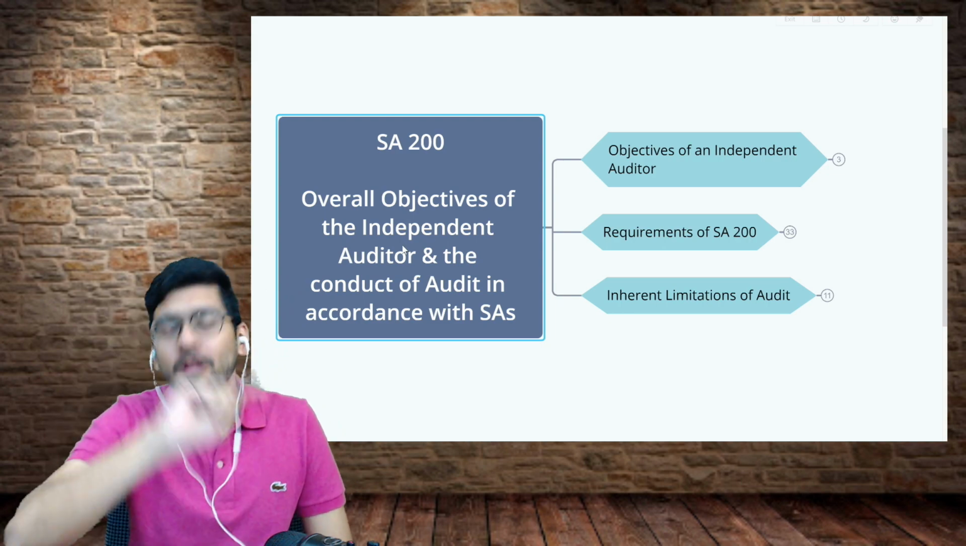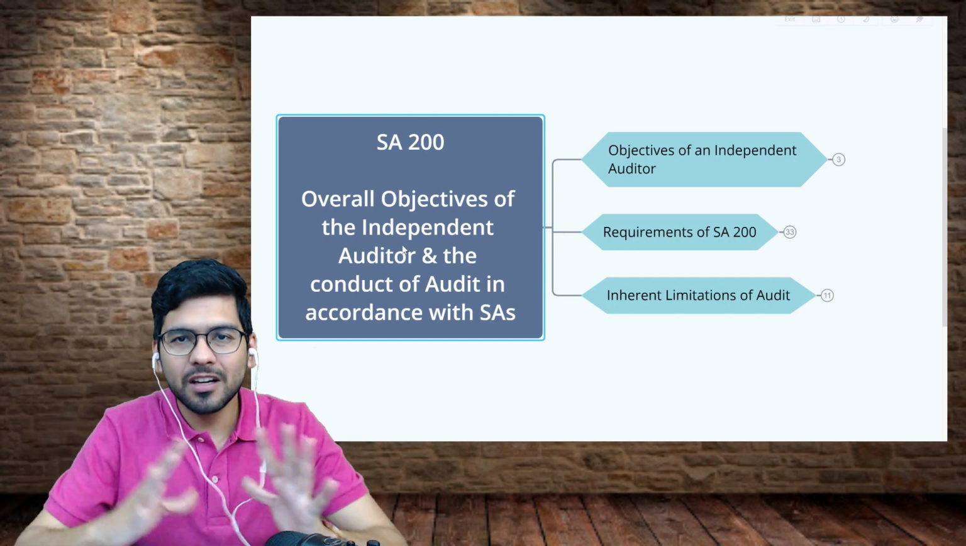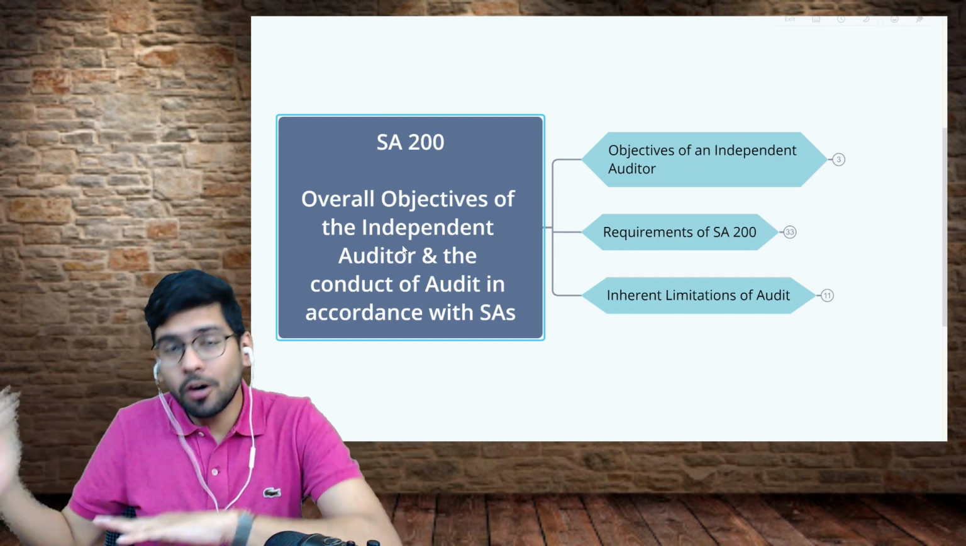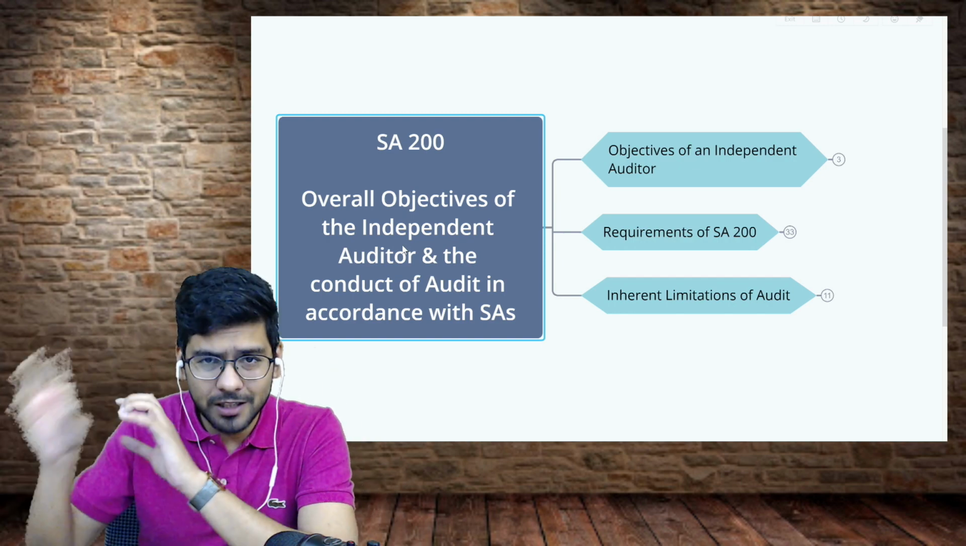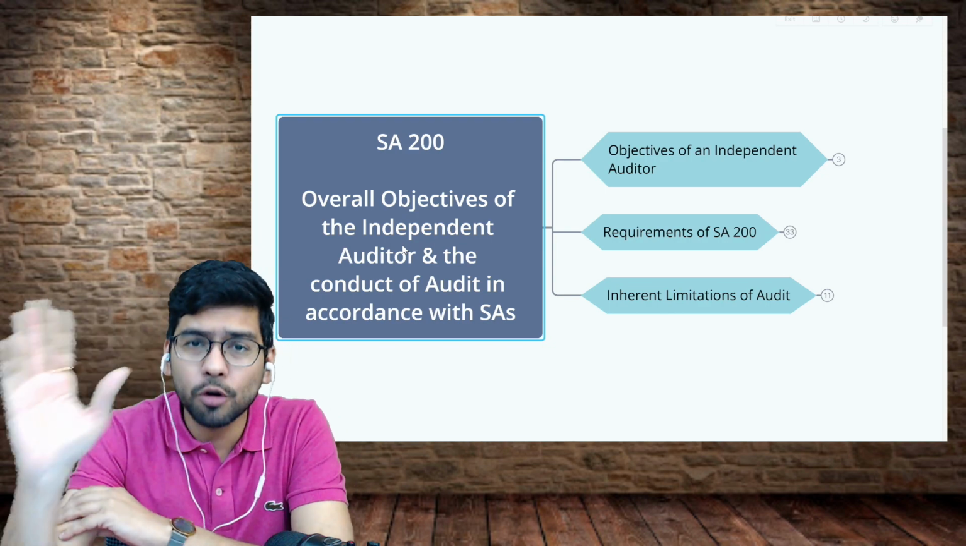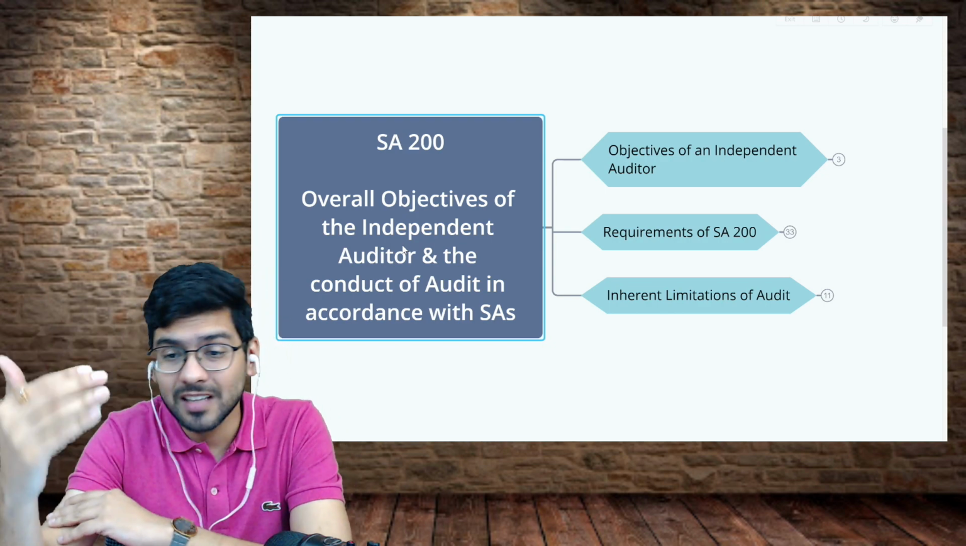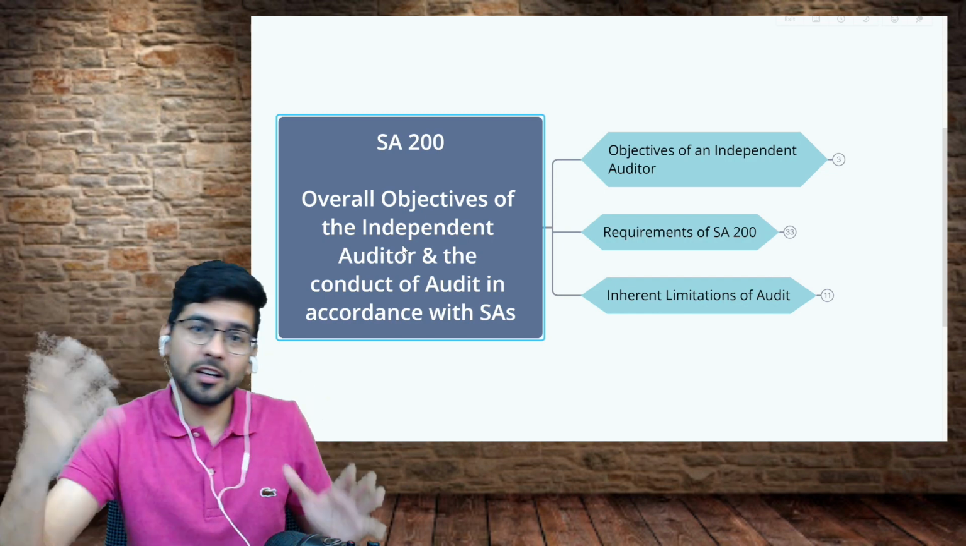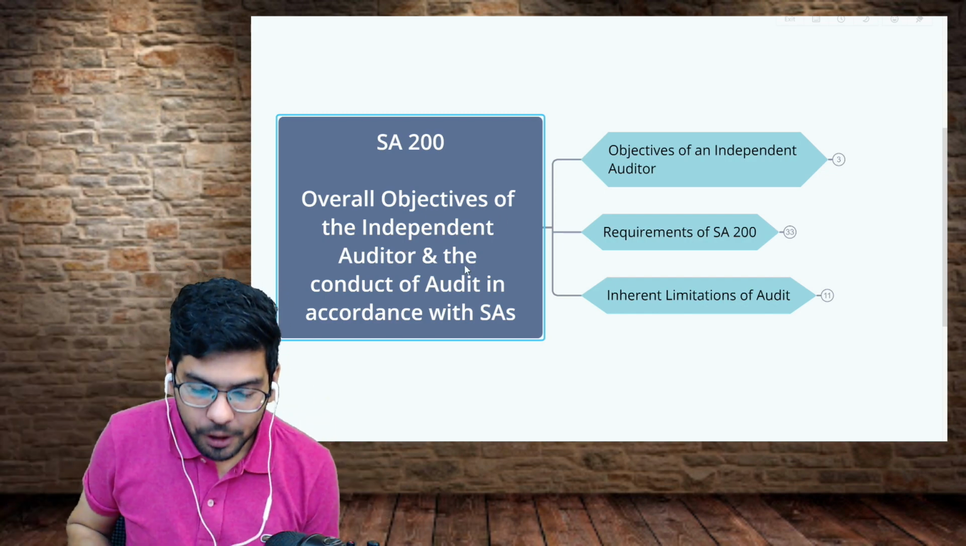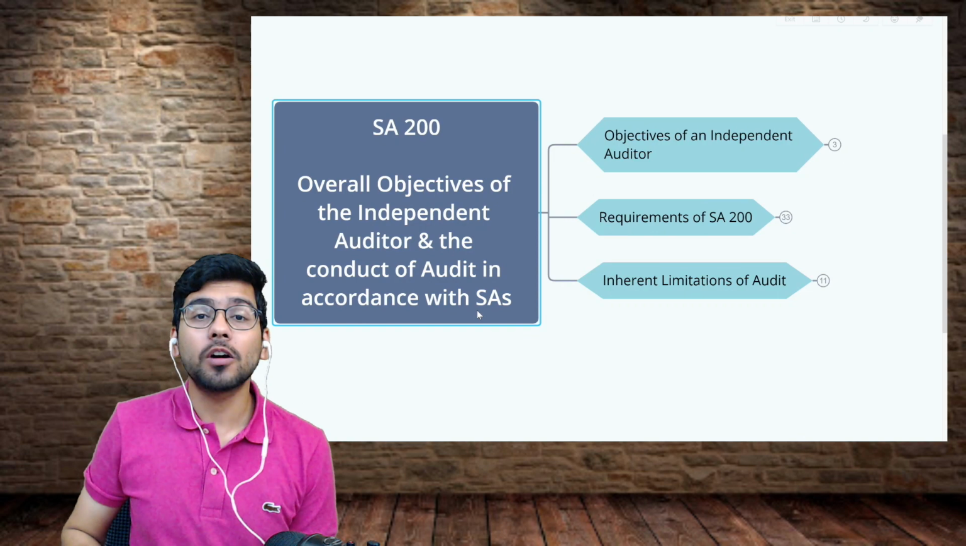Please remember, all the standards on auditing are for our external audit, for our statutory audit. For internal audit, we have a separate set of standards, which have not been notified yet and are not in your course. We call them SIA. So this is for external audit: overall objectives of the independent auditor and the conduct of audit in accordance with standards on auditing.